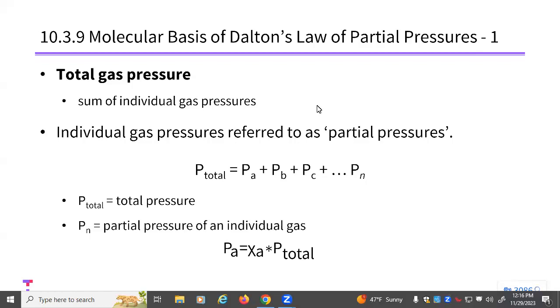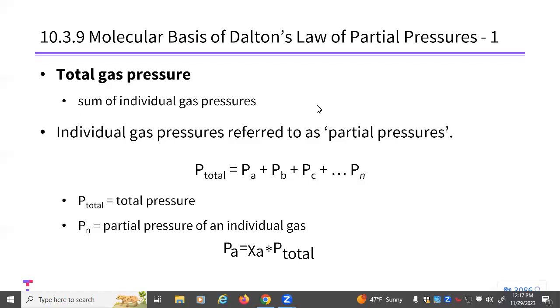But if I'm dealing with a mixture of gases, it's going to have different components, and each one of those components is going to have its own pressure. We call those individual pressures partial pressures. What Dalton's law says is that if I'm looking at a mixture of gases, the overall pressure that I measure is equal to the individual pressures that each one of those gases exhibits, all added together.